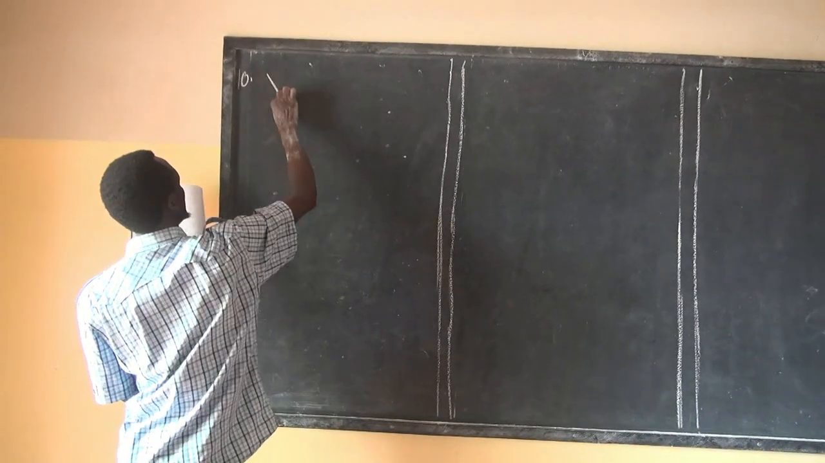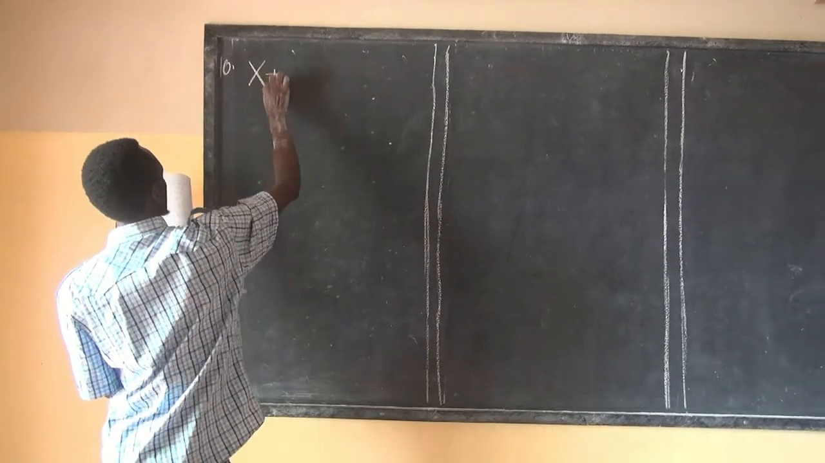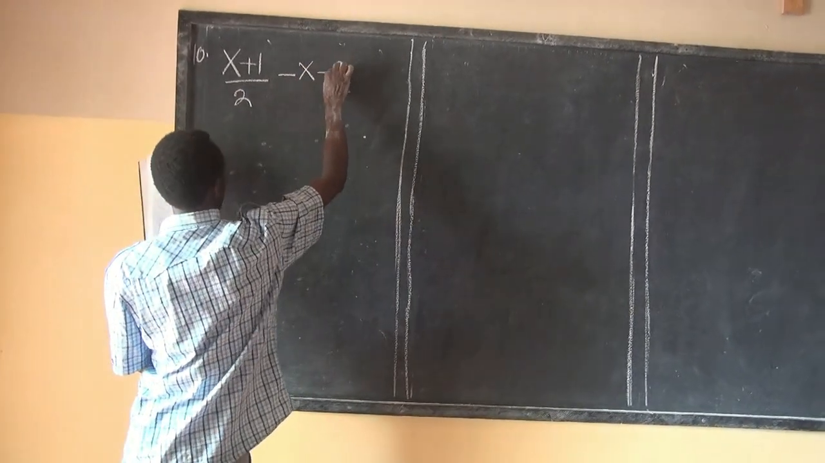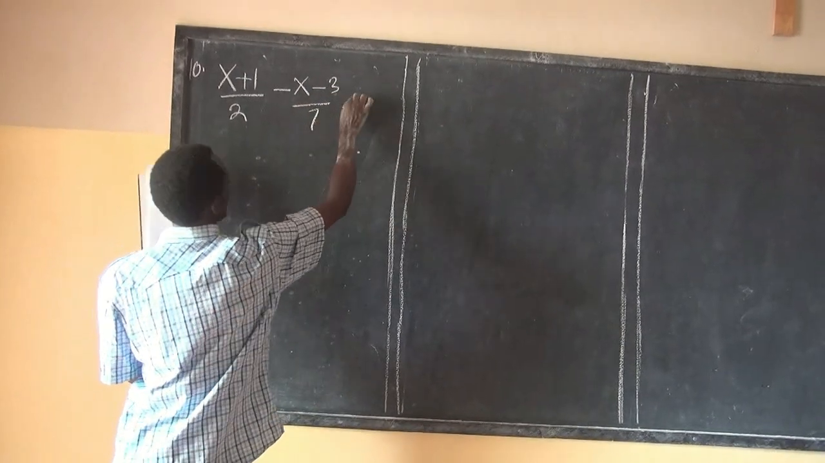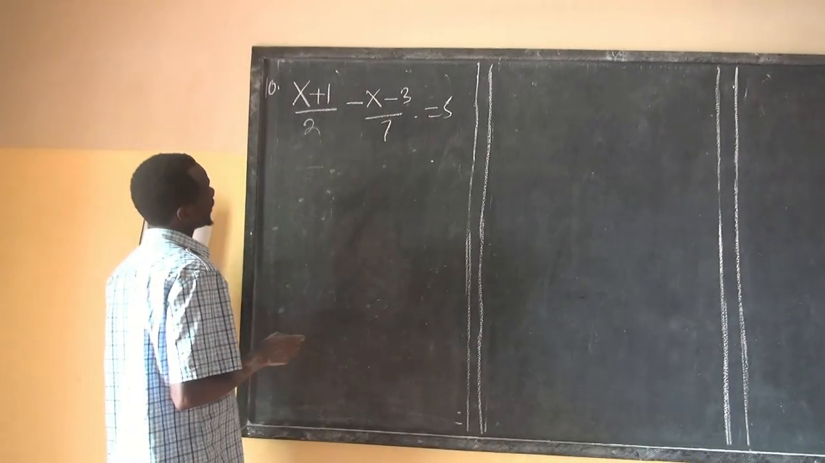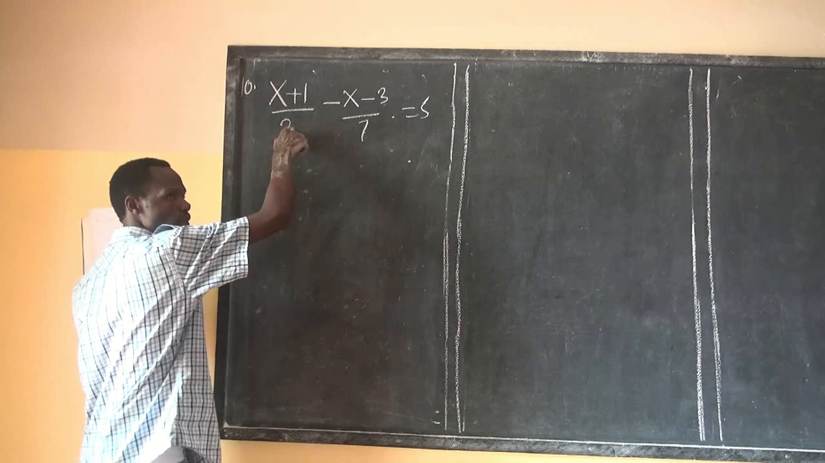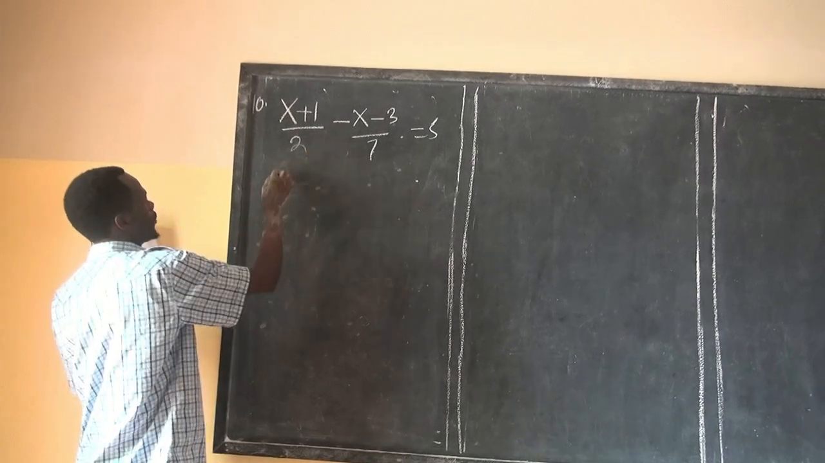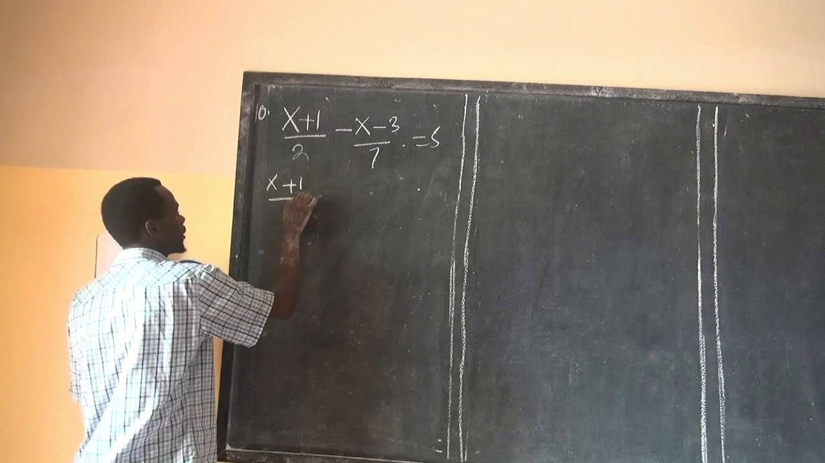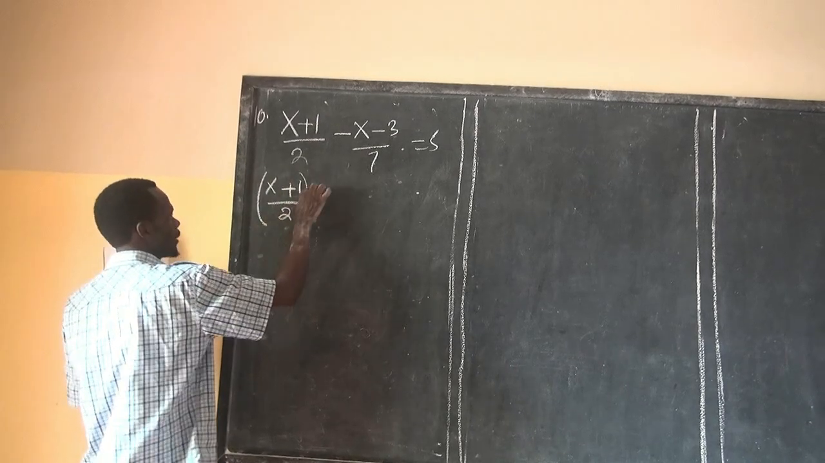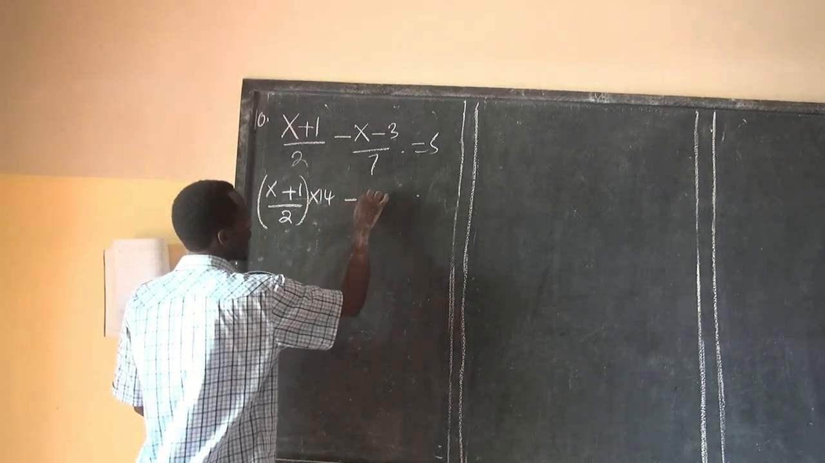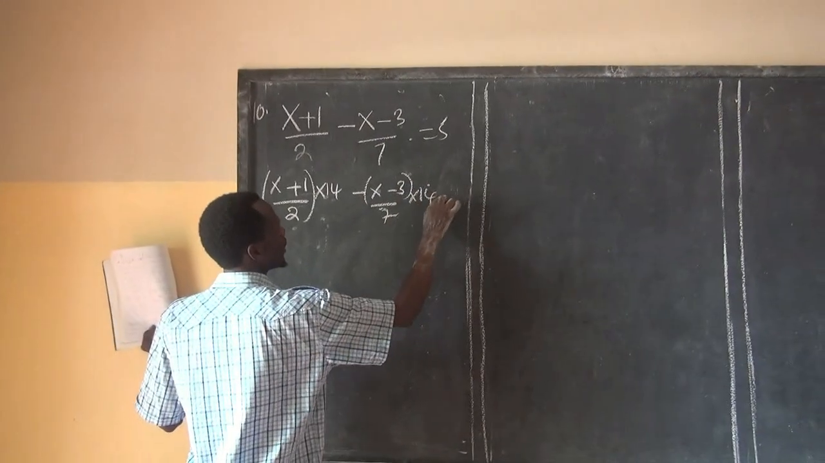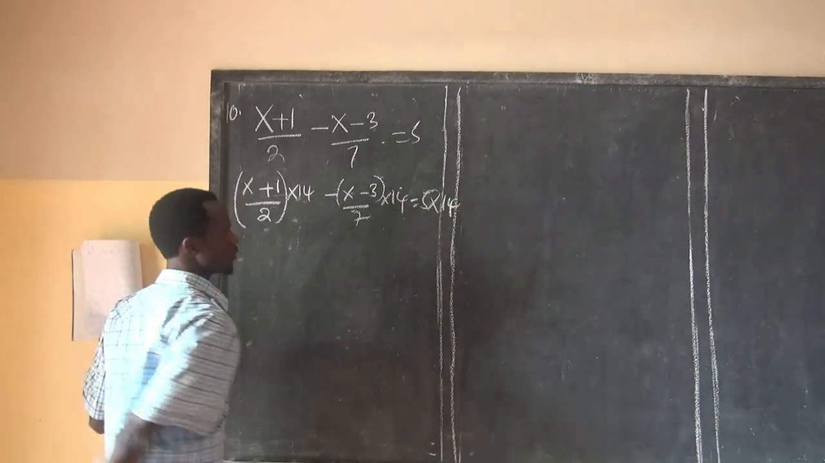Example number 10. x plus 1 over 2 minus x minus 3 over 7 is equal to 5. The LCM is 14. Now x plus 1 over 2, then you multiply by 14. Now x minus 3 over 7, then you multiply by 14, is equal to 5 times 14.